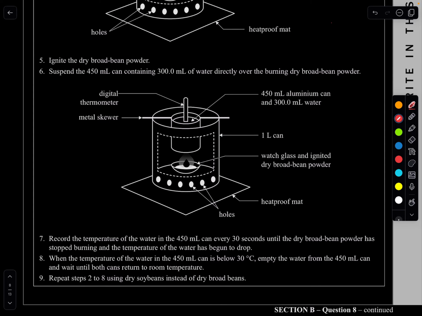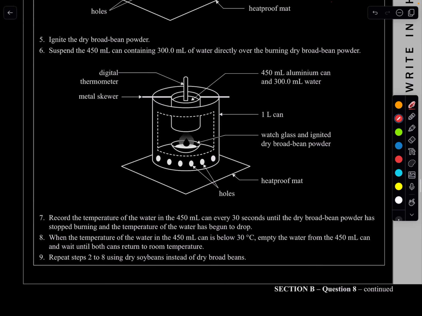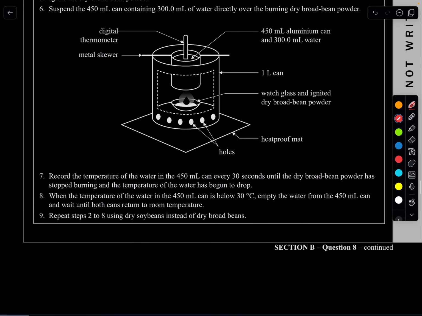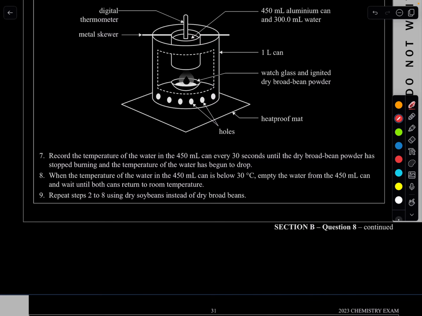So we have a digital formula. Beautiful. So metal skewer, 450 aluminum can, 300 milliliters of water, 1 can, watch glass and ignited dry broad beans, heat-proof mat, holes. All right, so record the temperature of the water in the 450 milliliter can every 30 seconds until the dried broad beans have stopped burning and the temperature of the water has begun to drop. When the temperature of the water in the 450 can is below 300, empty the water from the 450 milliliter can and wait until both cans return to room temperature. Beautiful. So he's waiting for them to return to normal temperature. Repeat steps 2 to 8 using dry soybeans instead of dry broad beans.